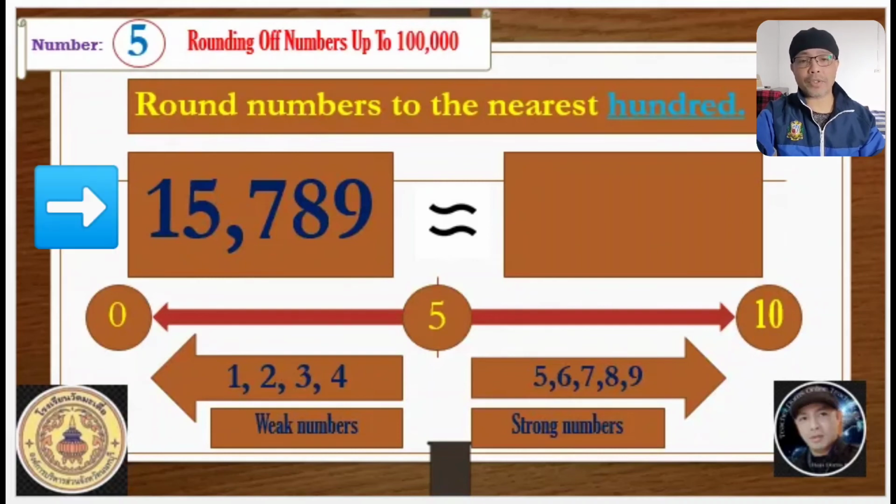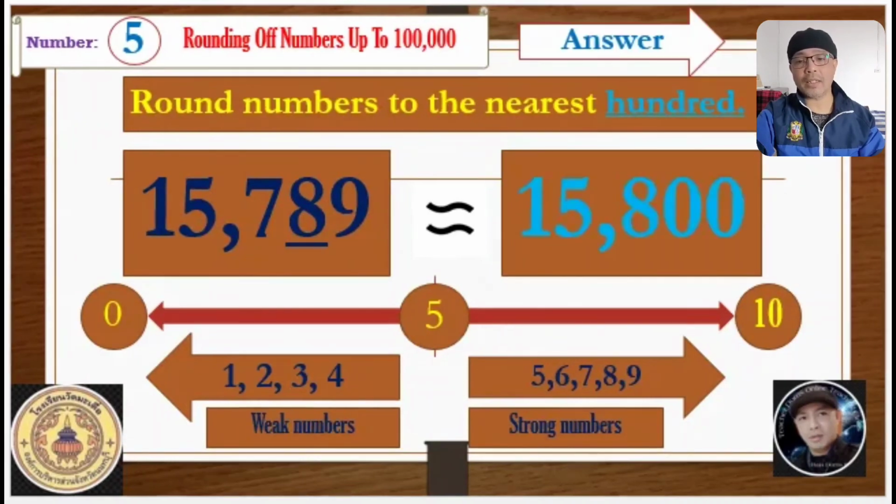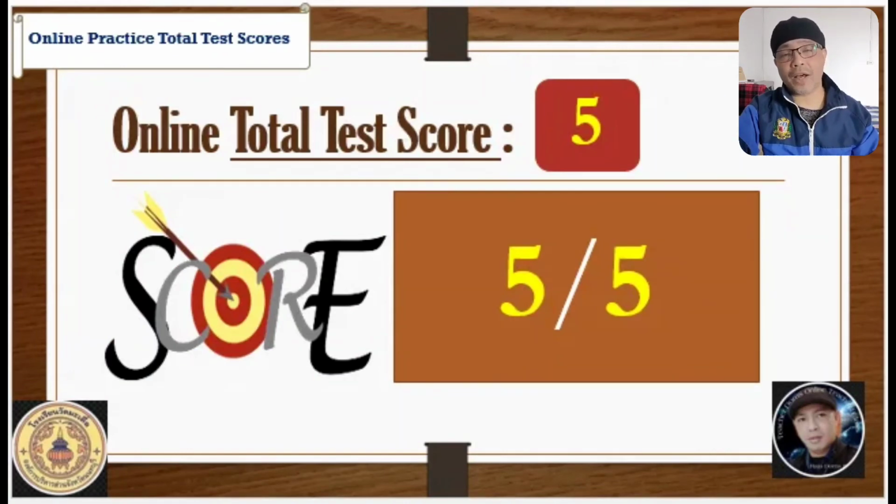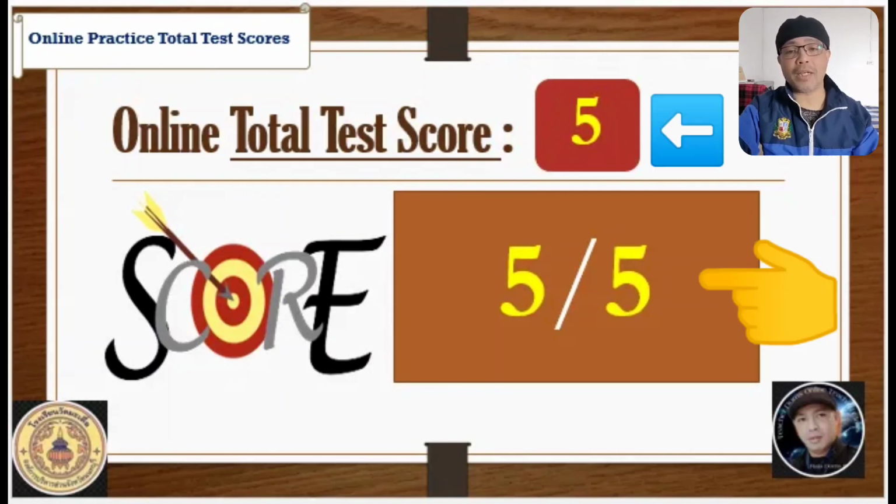Practice test number 5. Round numbers to the nearest hundred, 15,789. It becomes 15,800. So what is your score? Our online total test score is 5. So it is expected that you should have a score of 5 out of 5.